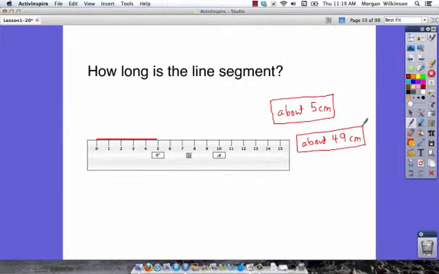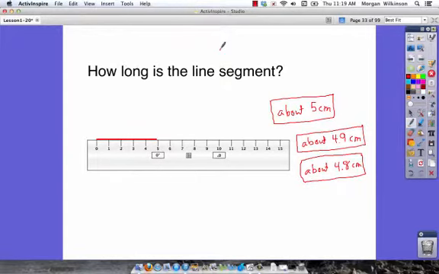Now, we have to write about here because we can see that it's not exactly 5, but we don't have any tick marks between the 4 and the 5. So we can't be 100% sure if it's 5, 4.9, 4.8, and if you wrote about 4.8, I'd also give you full credit because it looks like it's close to that. Those would be our 3 acceptable answers for this problem. And sometimes you don't have 100% certainty of exactly how long it is.